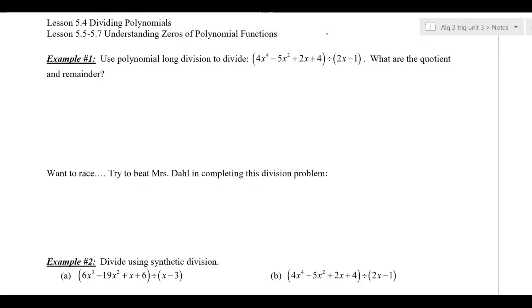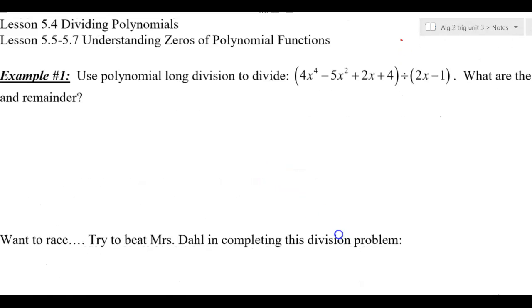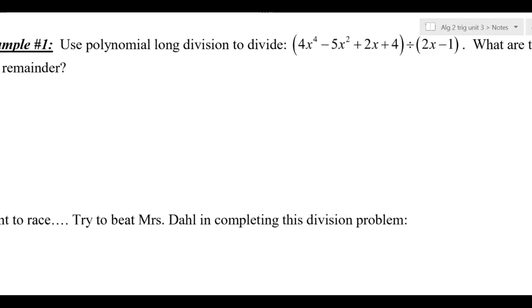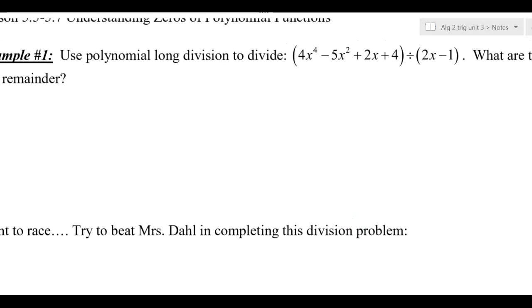Okay, so the first division problem that we're going to do is this guy right here. Okay, so this is 4x to the fourth minus 5x squared plus 2x plus 4, divided by 2x minus 1.